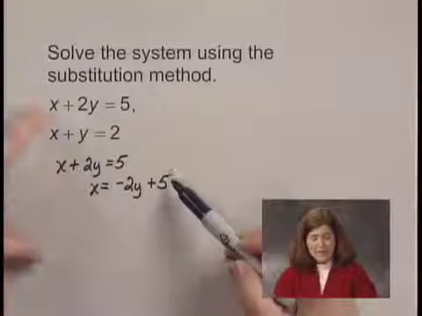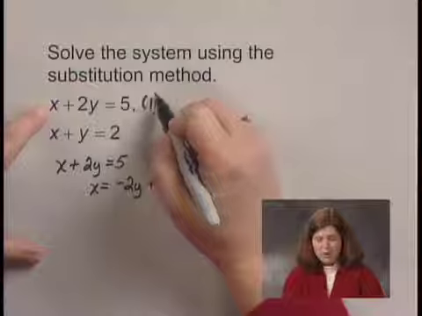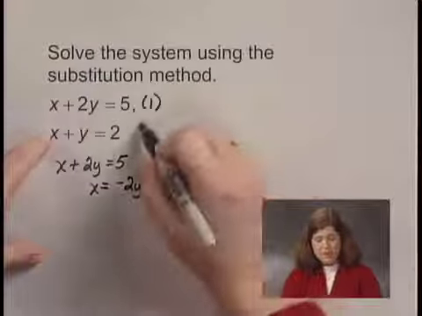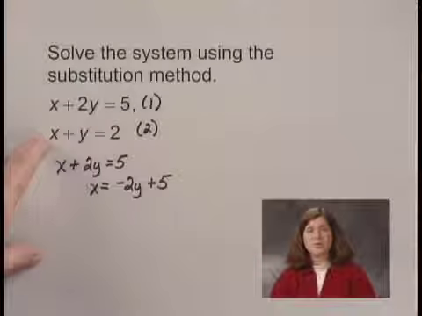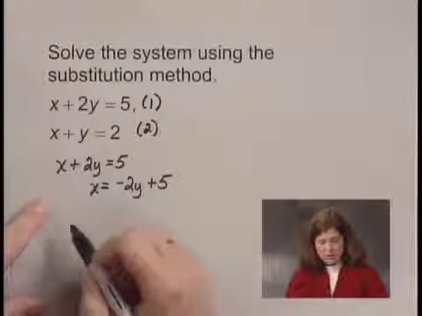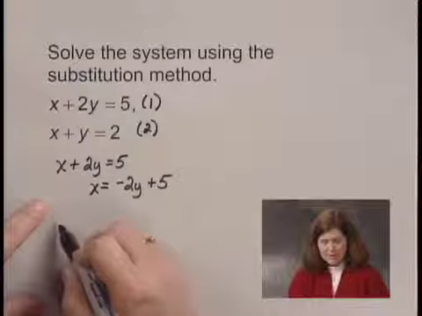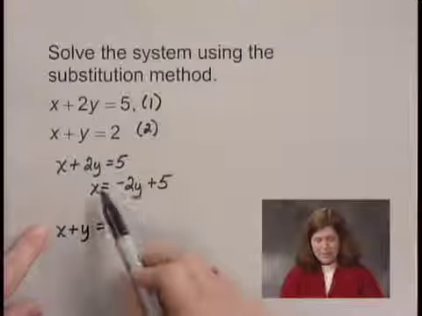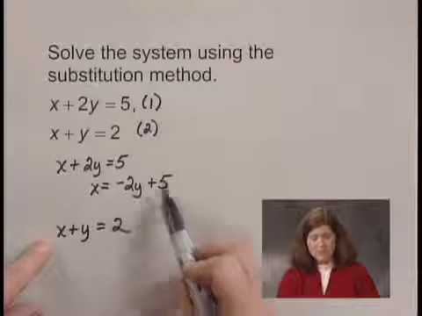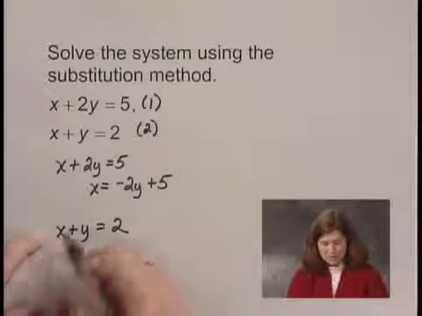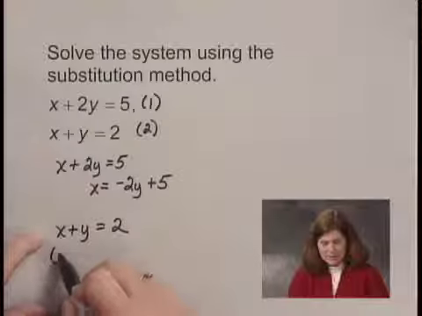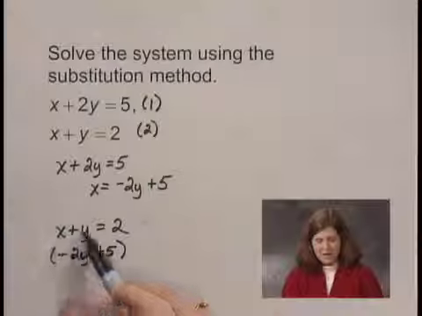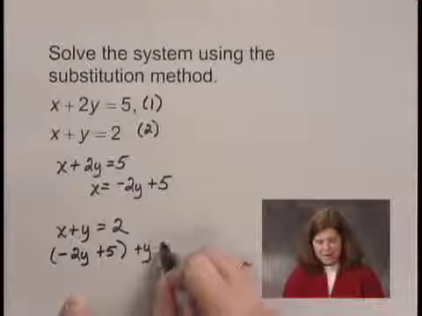Now, I solved the first equation, I'll call that equation 1, for x. So I want to substitute this value into the other equation, which I'll call equation 2. So my equation 2 said x plus y equals 2, but x is the opposite of 2y plus 5. So where I have an x, I put the opposite of 2y plus 5 for the x, plus the y equals 2.